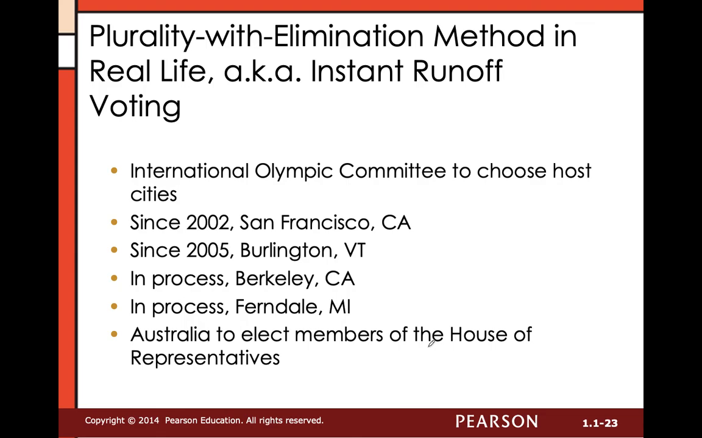So, the plurality with elimination method, or instant runoff voting, gets used in real life. The International Olympic Committee has used it to choose host cities. Since 2002, the city of San Francisco, California has used it. Burlington, Vermont since 2005. Berkeley, California is moving towards it. Ferndale, Michigan is moving towards it. And Australia is using it to elect members of the House of Representatives. So it's kind of interesting if you want to see how that's been playing out in real life.